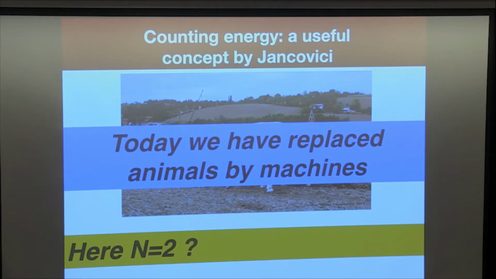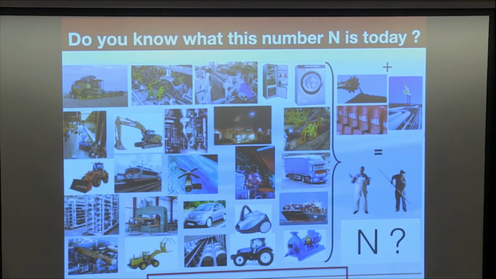So today, what Jean Covici explains is that we have replaced all these animals by machines. And the interesting thing is to know the order of magnitude. If you look at all the machines working for us, they increase, of course, the energy. Right now, at this moment, there are quite a few animals working for you, okay? Electricity, heating, whatever, AC, the cars to come here, the projector, whatever. So what do you think is N today? How many people are working to provide your daily energy?